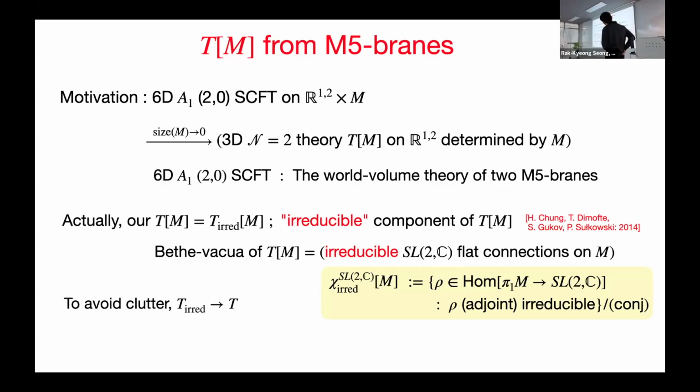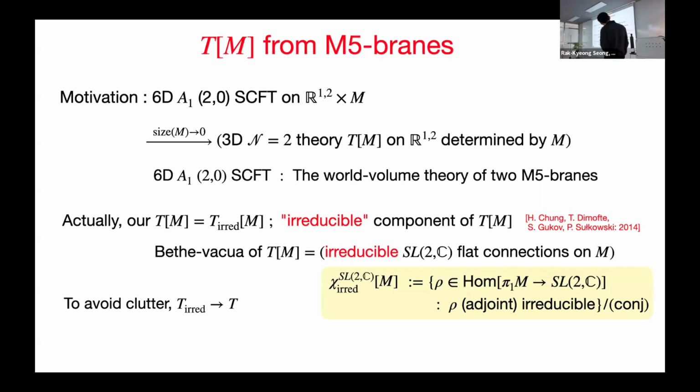And then we generically expect that this theory becomes a 3D N=2 theory on the non-compact 3-dimensional space-time, determined by the whole topological data of the 3-manifold. So I will consider this. I will denote this theory as T_M.